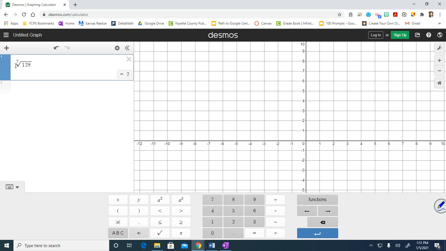I do need you to note, though, whatever root this is, it's only going to give you the positive root. Sometimes you'll need positive roots and negative roots, but we'll talk about that in just a minute. Any other ways that you can find roots?